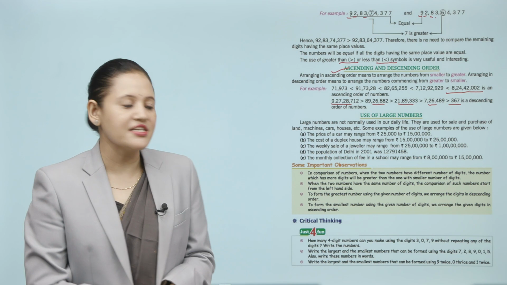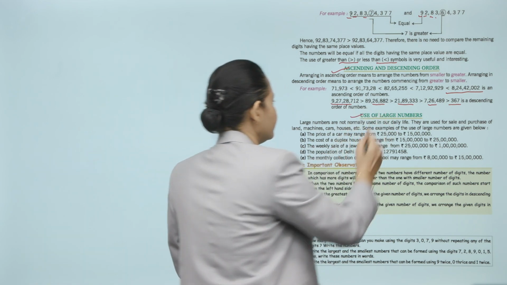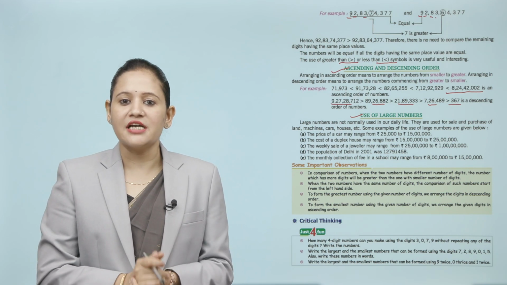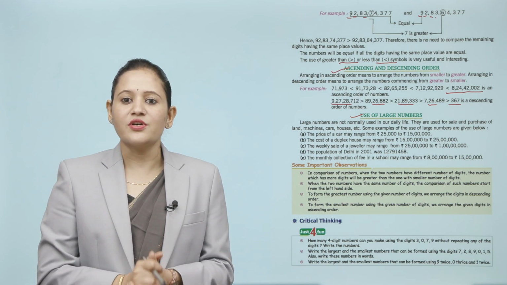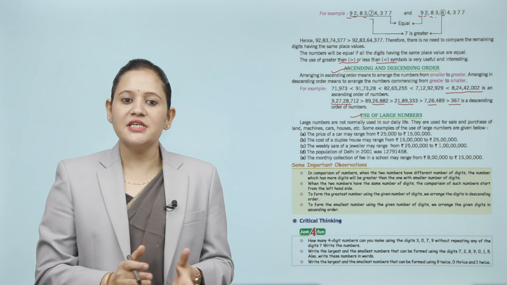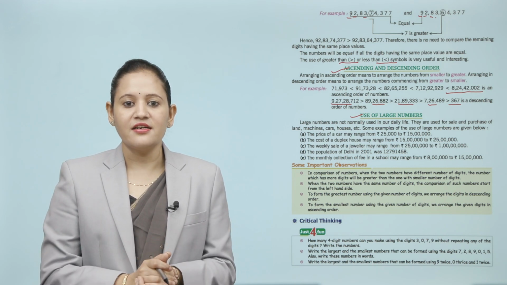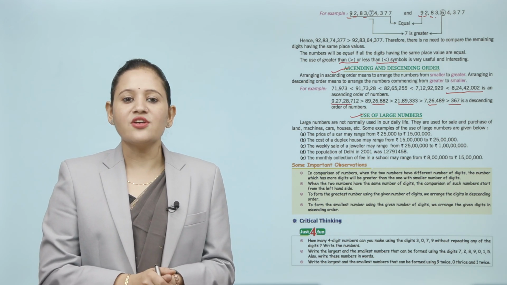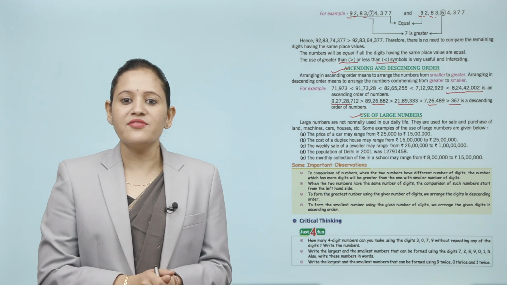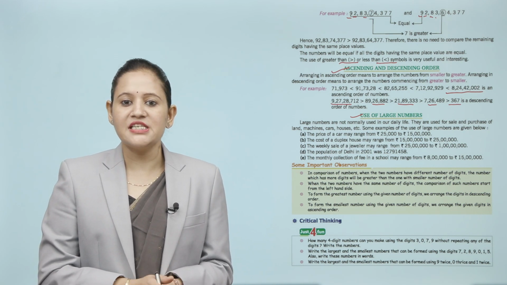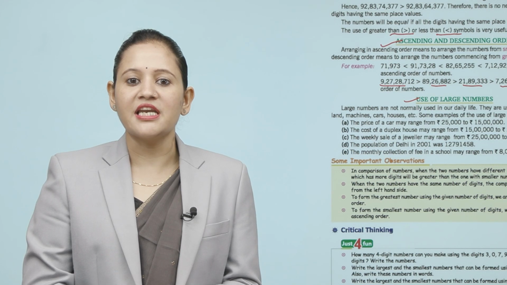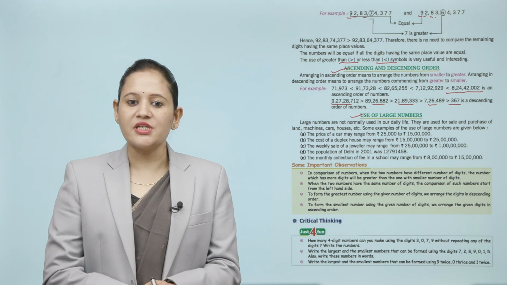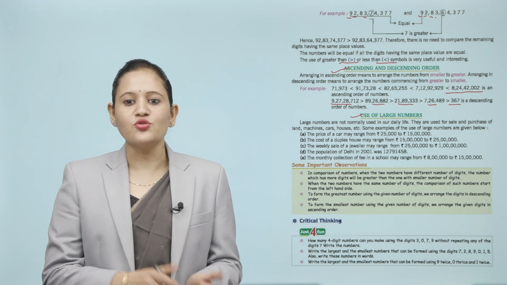Next, use of large numbers. Large numbers are not normally used in our daily life. They are used for sale and purchase of land, machines, cars, houses, etc. Some examples of the use of large numbers are given below. The price of a car may range from 25,000 to 15 lakh. The cost of a duplex house may range from 15 lakh to 25 lakh. The weekly sale of jewelry may range from 25 lakh to 1 crore.